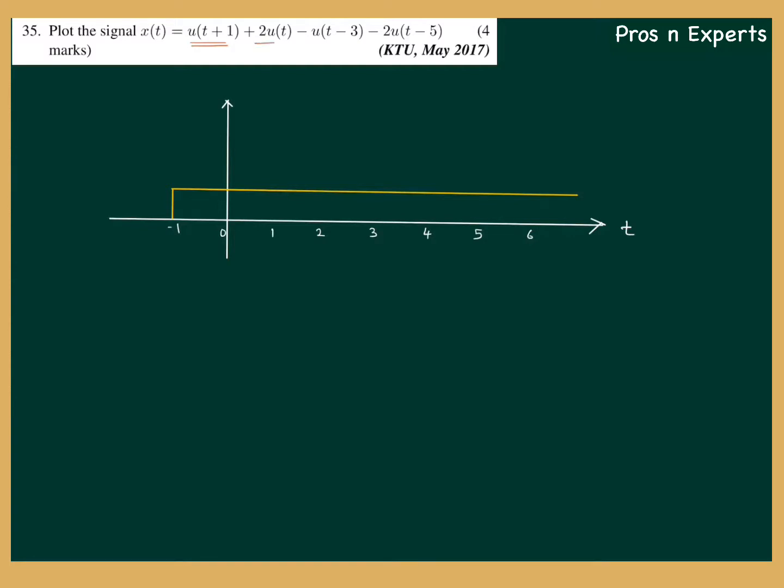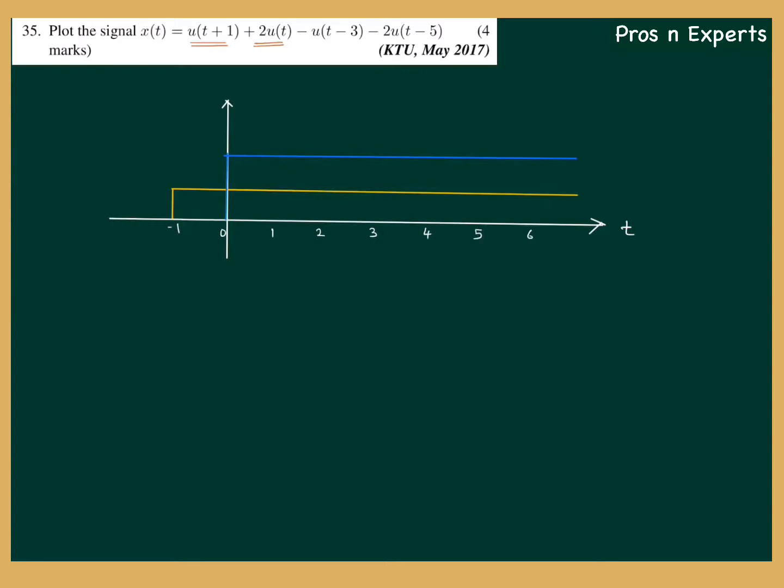Second term is plus 2u of t, right? U of t means it starts from t equal to 0 and 2u of t means its amplitude is 2. Okay, let me try another color. I don't know if it is visible, maybe. So 2u of t means it starts from 0 with amplitude 2. Again it extends up to infinity.